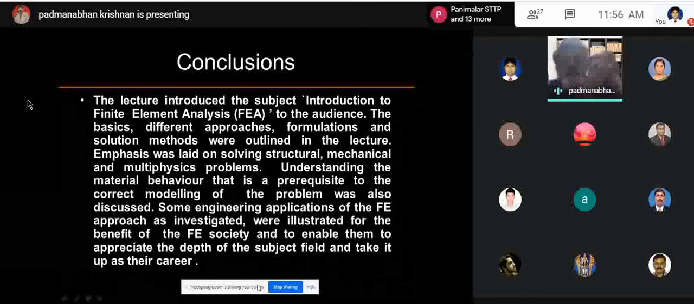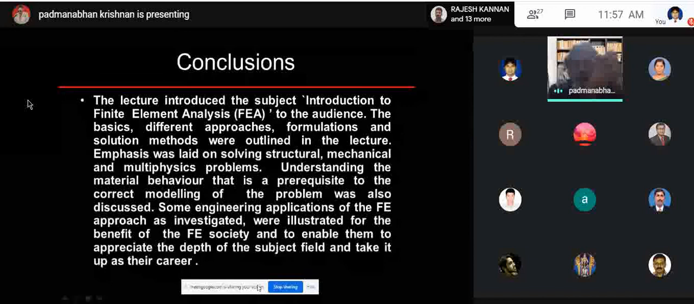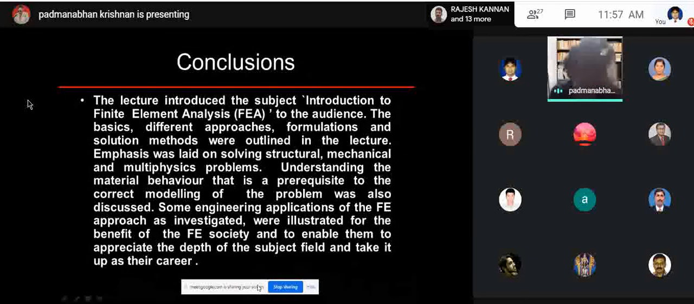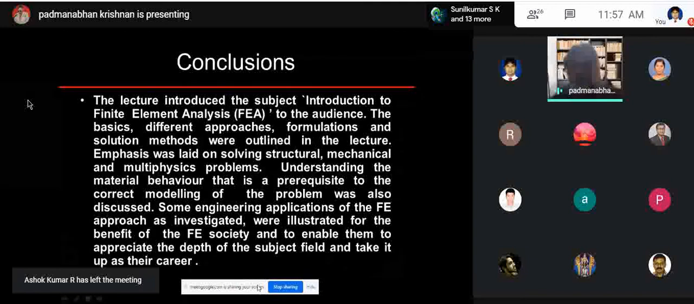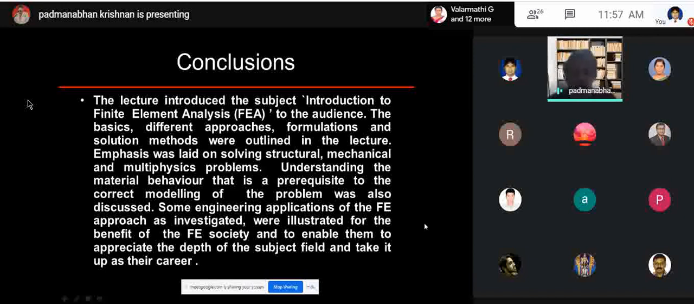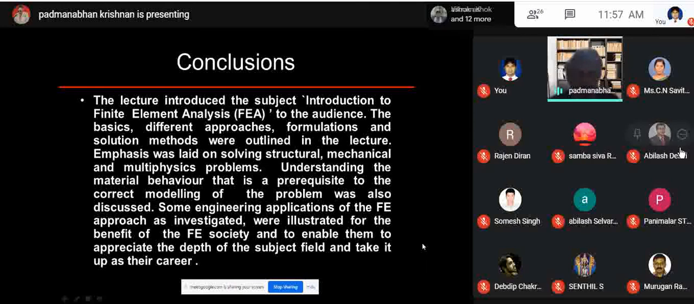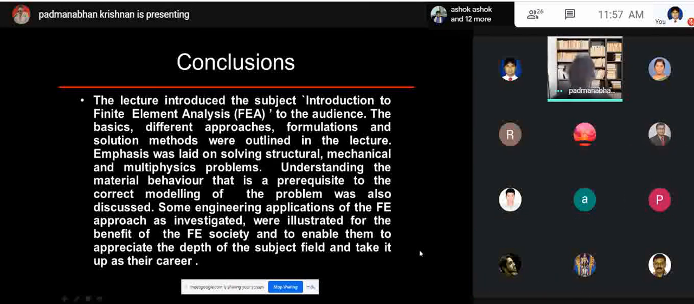Then the basics, the different approaches, formulations, and solution methods were outlined, along with different types of FEM and FEA. The emphasis was laid on solving structural, mechanical, and multiphysics problems. Understanding the material behavior, a prerequisite to the correct modeling of the problem, was also discussed. Some engineering applications of the FEA approach were illustrated for the benefit of the FE society, and I think it enabled you to appreciate the depth of the subject field and take it up as a career.